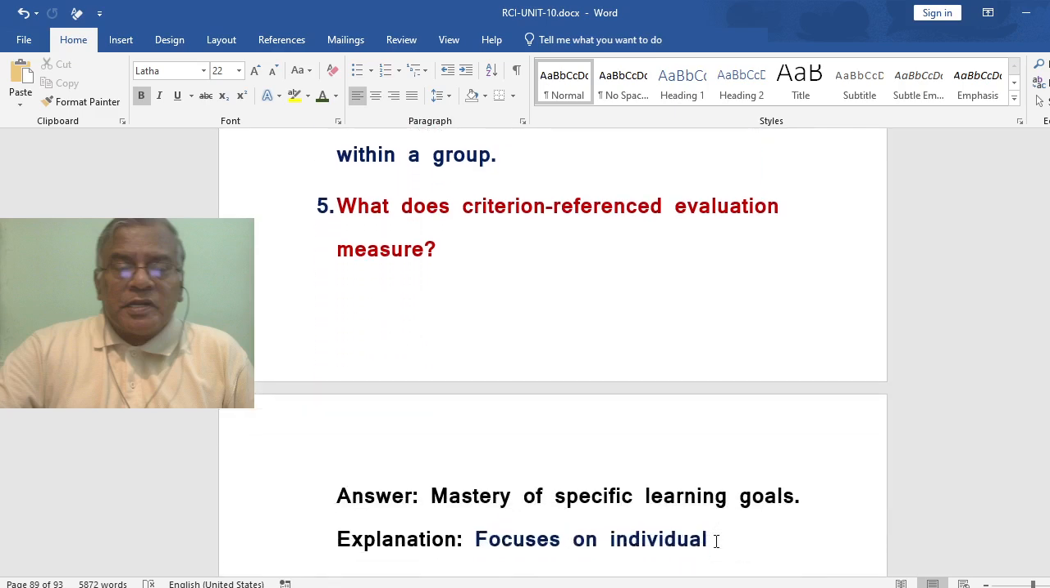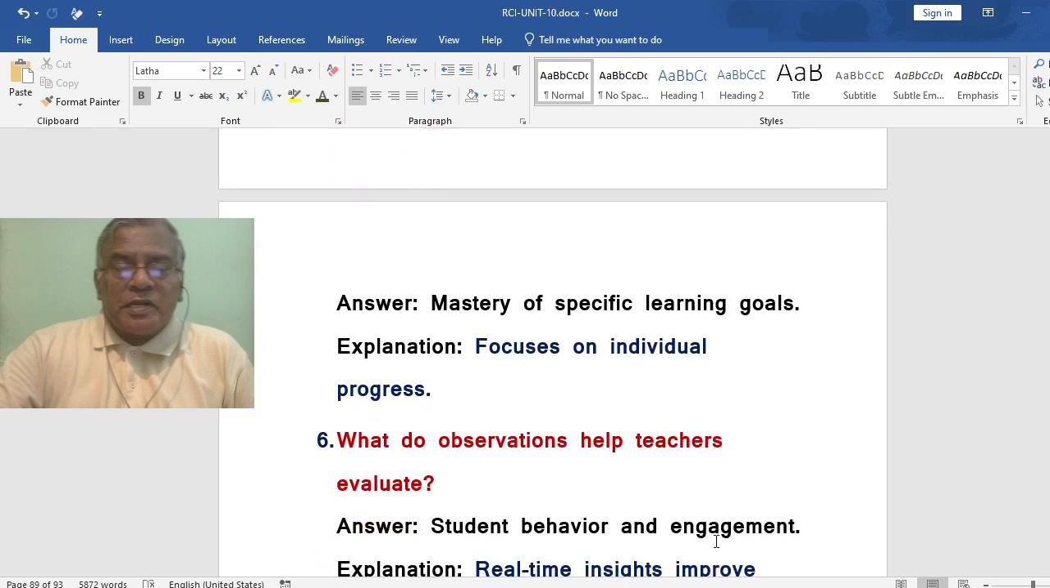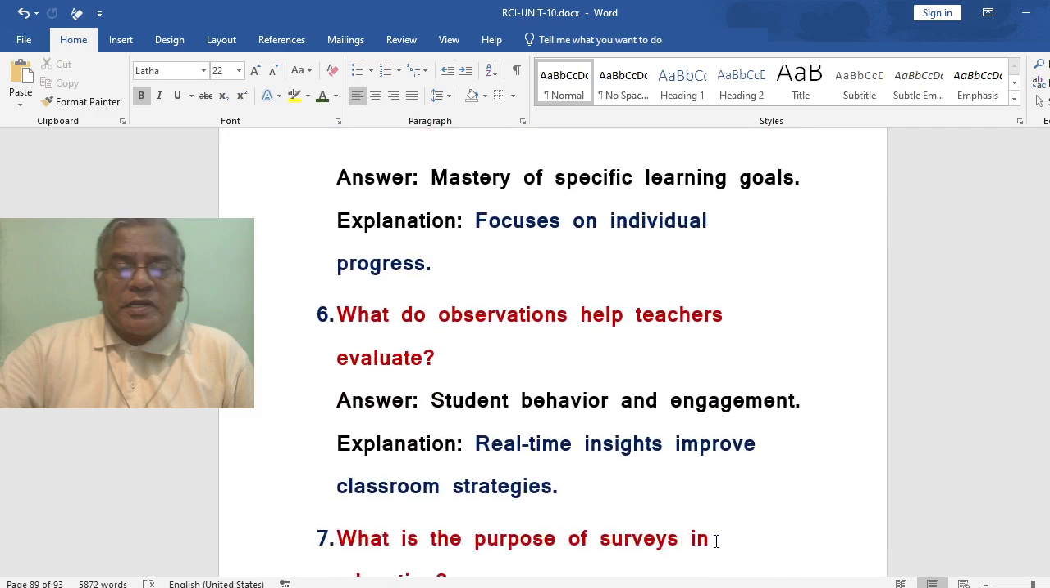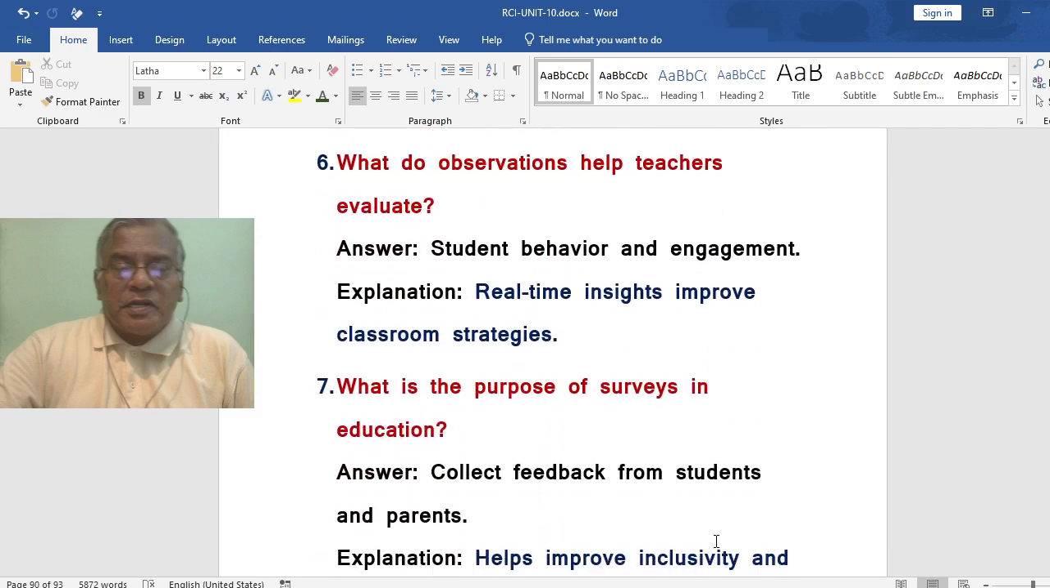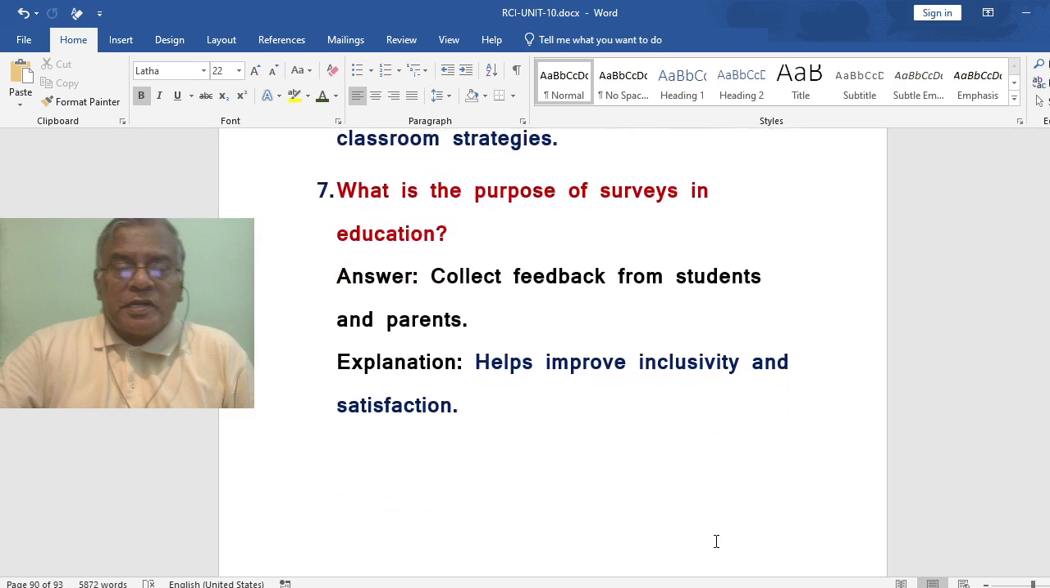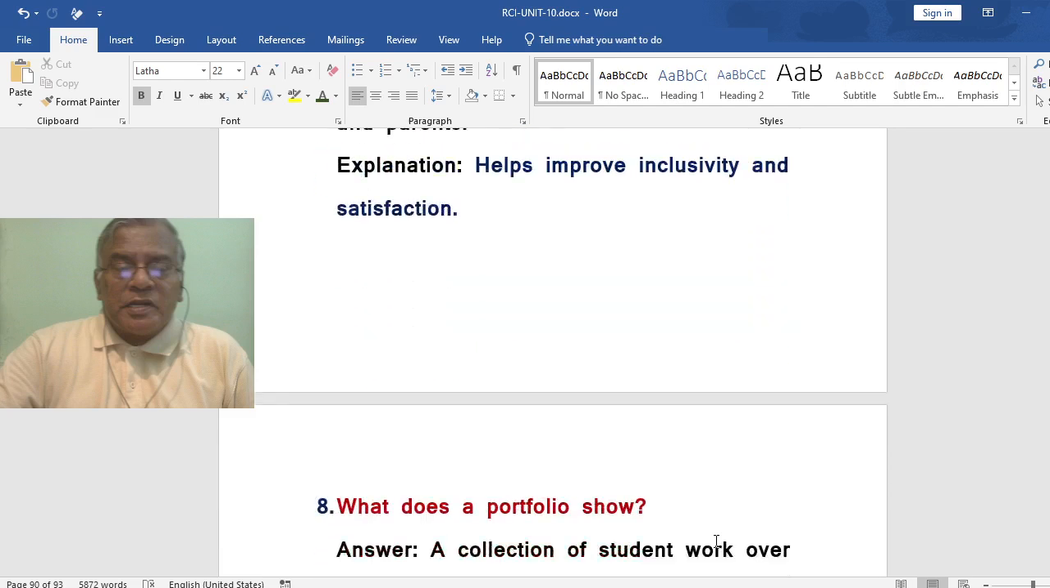What does criterion-referenced evaluation measure? Mastery of specific learning goals. It focuses on individual progress. What do observations help teachers evaluate? Student behavior and engagement. Real-time insights improve classroom strategies. What is the purpose of surveys in education? It collects feedback from students and parents. It helps improve inclusivity and satisfaction.